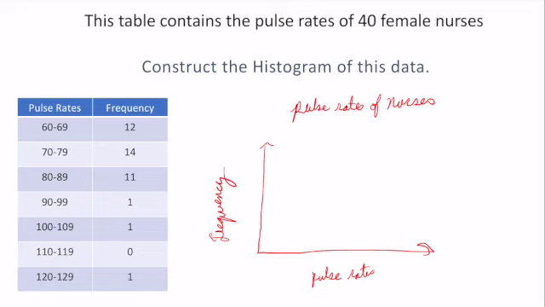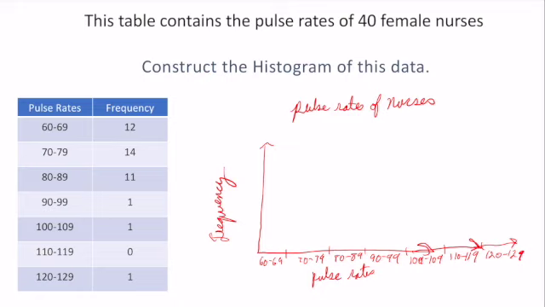Maybe I'll change colors once I label my bins. So I'm going to have 60 to 69, 70 to 79, 80 to 89, 90 to 99. Make this bigger. 100 to 109, 110 to 119. Oh, I have to make this a lot bigger. Okay, and 120 to 129. And I'm trying to make these each the same width, but as I'm sketching this out myself, I'm not doing the best job.